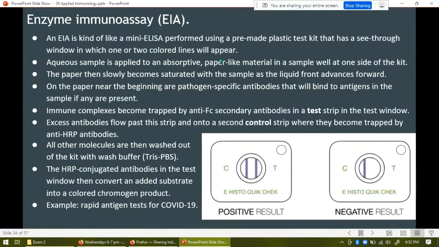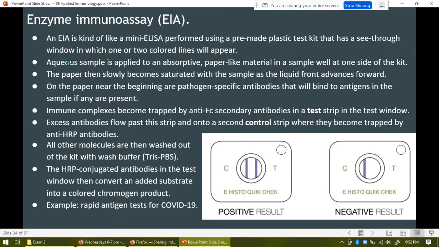And then there's a little bit of a cheaper version of an ELISA that can be mass produced, and that is the enzyme immunoassay, EIA. An EIA, or an enzyme immunoassay, is kind of like a mini ELISA that you perform using a pre-made plastic test kit that has a see-through window in which one or two colored lines will appear. So either one colored line is going to appear, that's your control, or the control and a test colored line will appear at the end of the day.